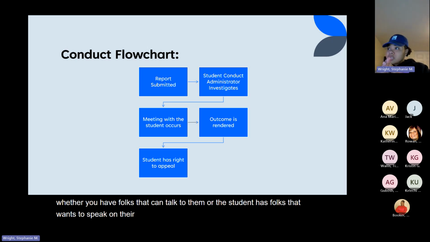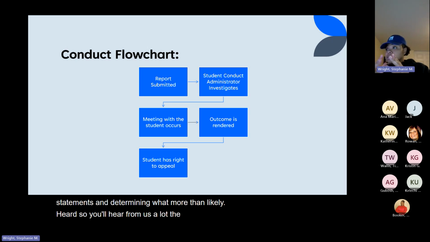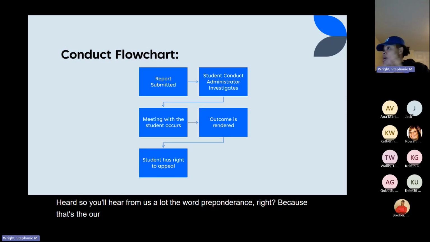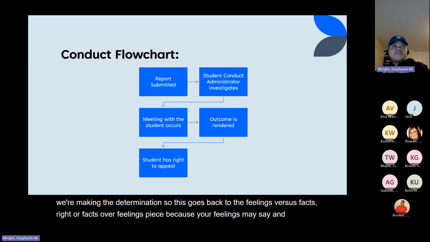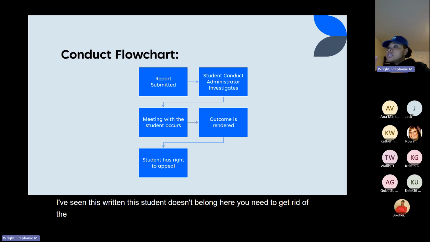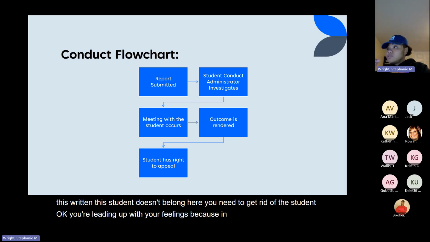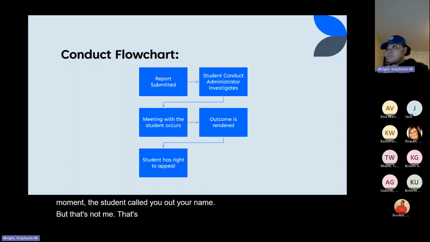And our responsibility is taking all of those statements and determining what more than likely occurred. So you'll hear from us a lot the word preponderance, because that's our standard of proof, what is more likely than not. And so that's how we're making the determination. So this goes back to the feelings versus facts, or facts over feelings piece. Because your feelings may say, and I've seen this written, this student doesn't belong here, you need to get rid of the student. Okay, you're leading with your feelings because in that heated moment, the student calls you out your name. But that's not necessarily going to be the outcome.